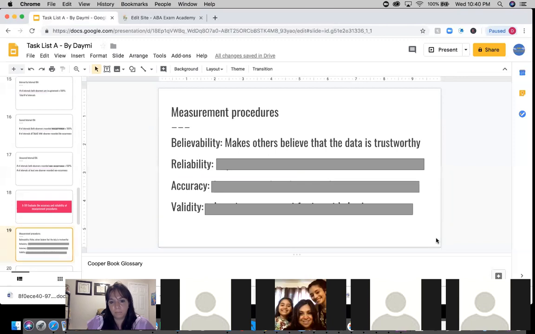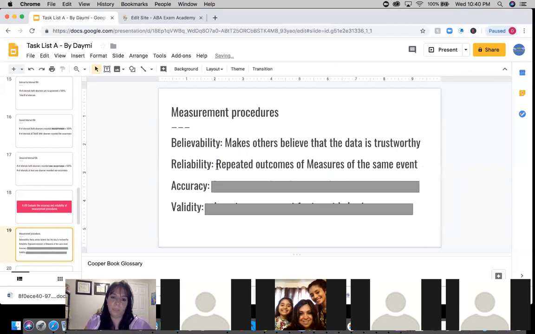But you get the same score over and over again? Perfect. Repeated outcomes of measures of the same event. Good job. This is Claudia, right? Yes, it's me. Okay, good job. Thanks. Just want to make sure I'm saying the right name to the right voice.